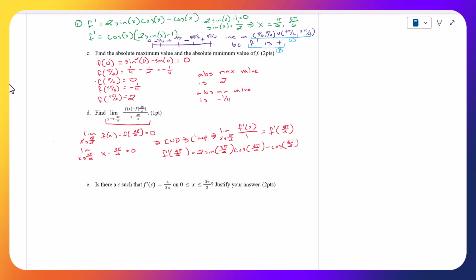Cosine of 3 pi over 2 is just 0. Okay, so in both cases, it doesn't even matter. This term goes to 0, this term goes to 0. 0 minus 0 is just 0.